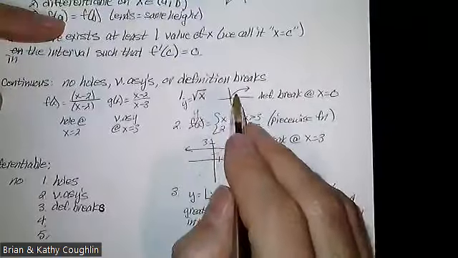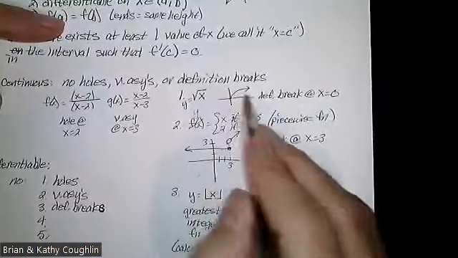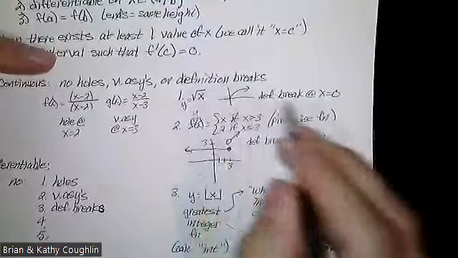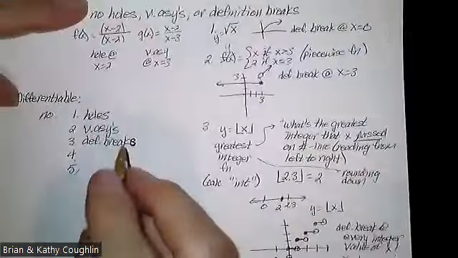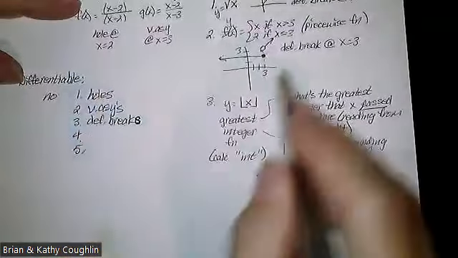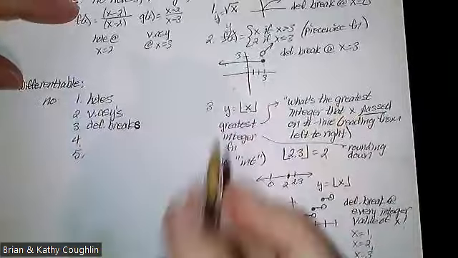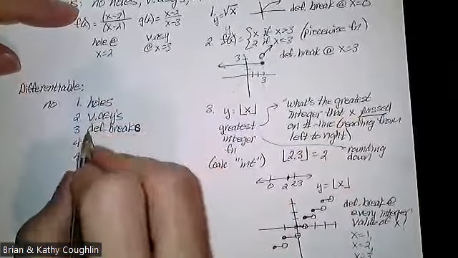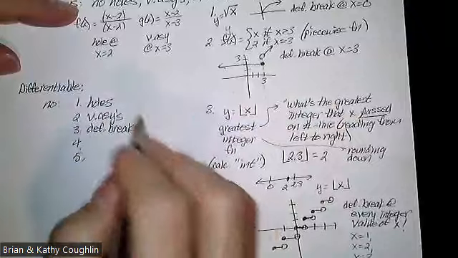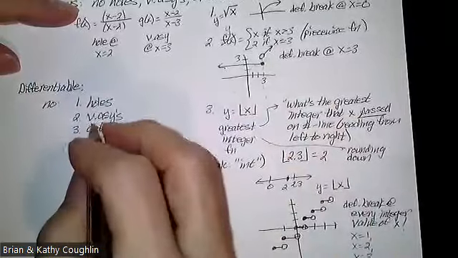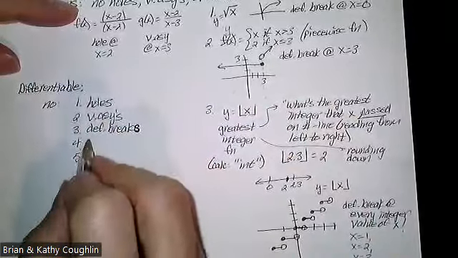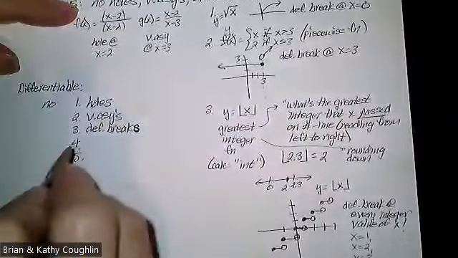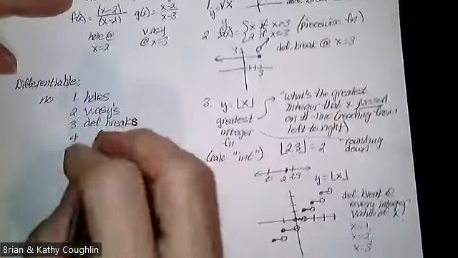Pretty much it's because the derivative has to exist on both sides because it's a limit. And if the two sides don't agree, there's no limit. So no holes, no vertical asymptotes, no definition breaks. And there are 2 special cases which would destroy derivatives in addition to destroying the graph. So these 2 don't destroy the graph, but still make the derivative not exist.